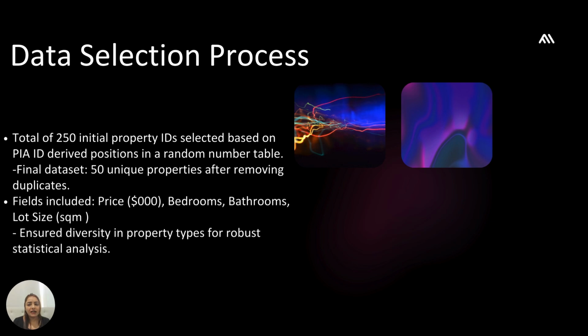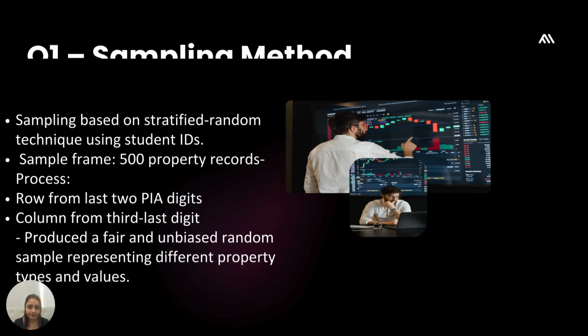To begin with our analysis, we needed to create a realistic sample data set. We used each group member's student ID to determine a starting point in a random number table. Each of us selected 50 random property numbers out of 500. We then combined these, removed duplicates, ending up with 50 unique property records. Our final data set included key fields like property price, number of bedrooms, and lot size, which allowed a diverse and useful analysis.